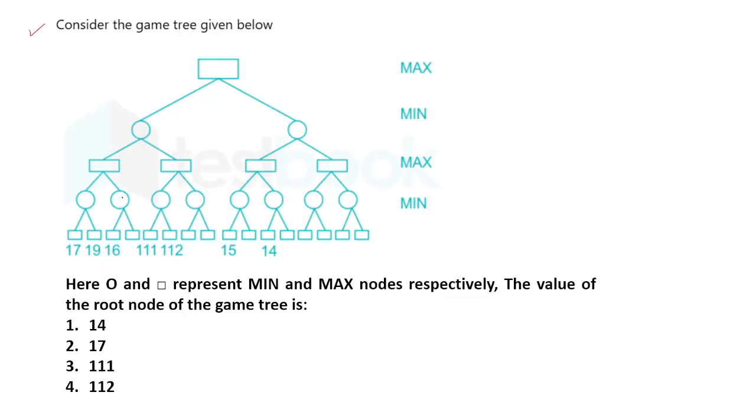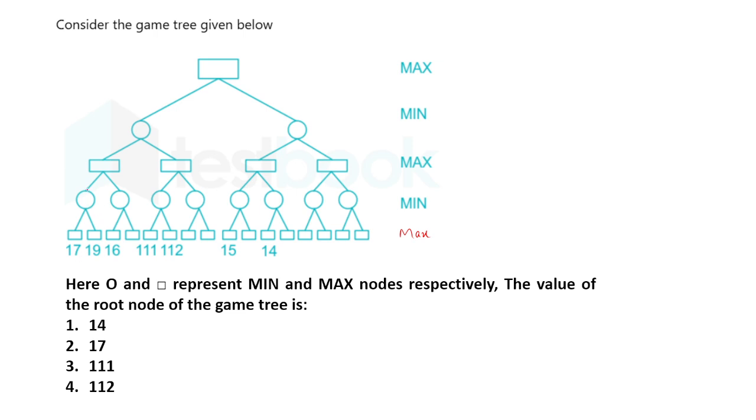This question is very important. Here we have a game tree given where the circles and rectangles represent min and max nodes respectively. The value of the root node of the game tree is? As you can see here, the circle represents a min value and the rectangle represents a max value, and we have to find out the value of the root. These questions may look difficult, but they are very important and easy questions.